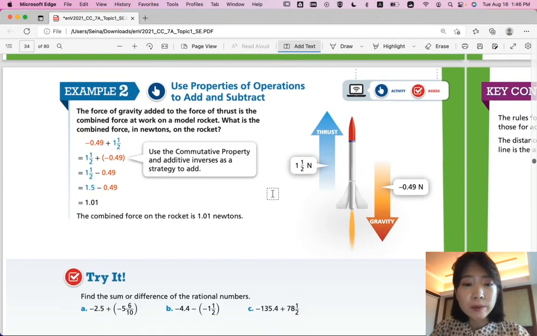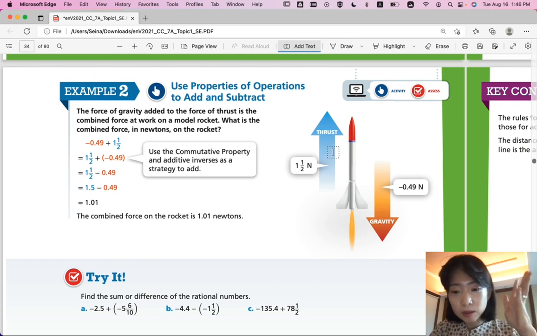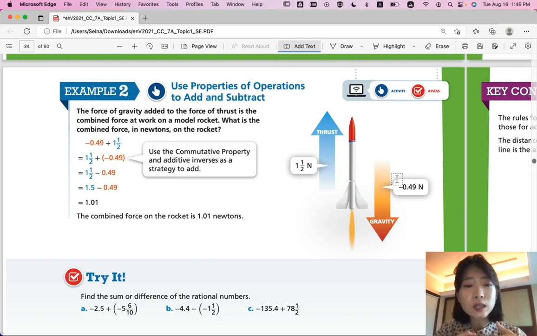Use properties of operations to add and subtract. The force of gravity added to the force of thrust is the combined force at work on a model rocket. What is the combined force in newtons on the rocket? So thrust is going up, gravity represents the force going down, and together you want to find the combined force. So you're adding -0.49 and 1 1/2 in newtons.